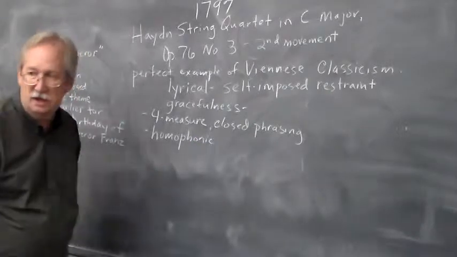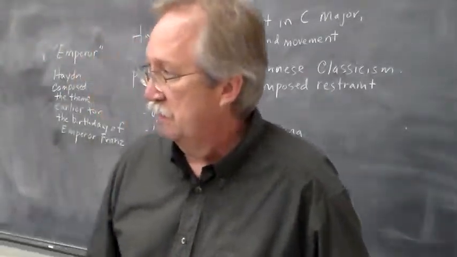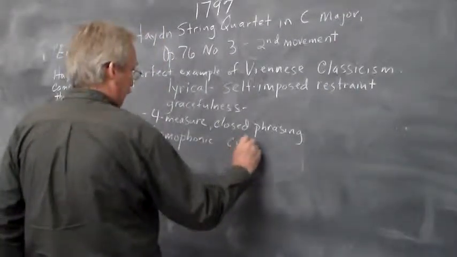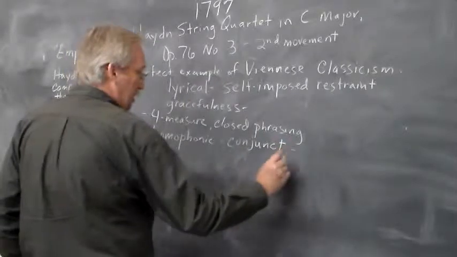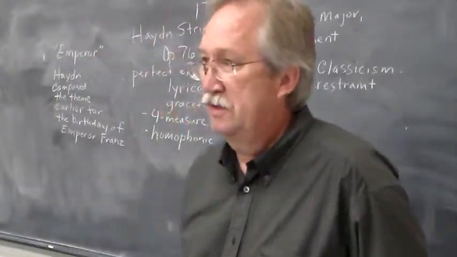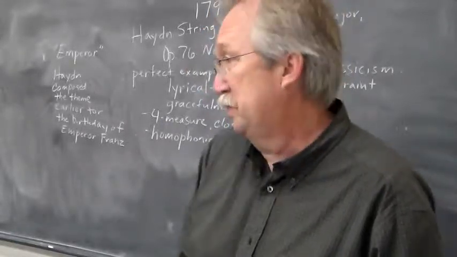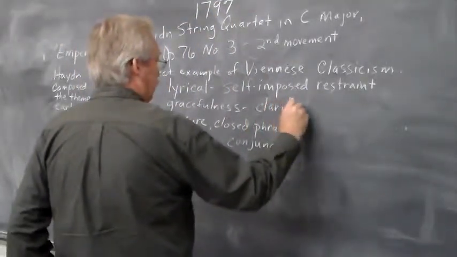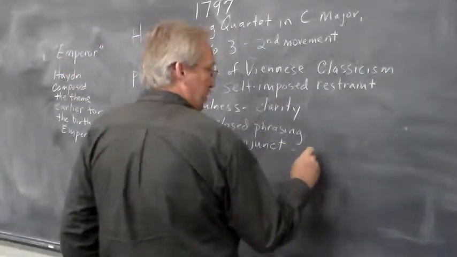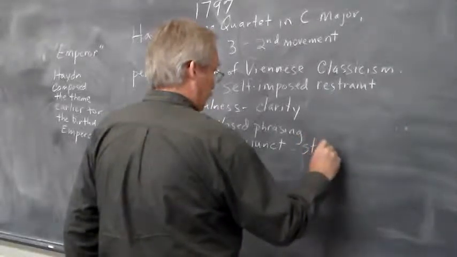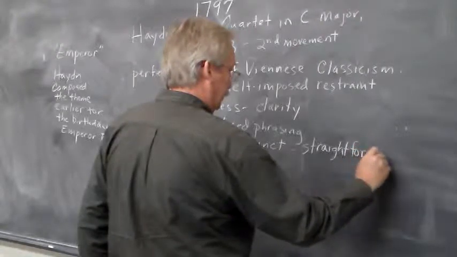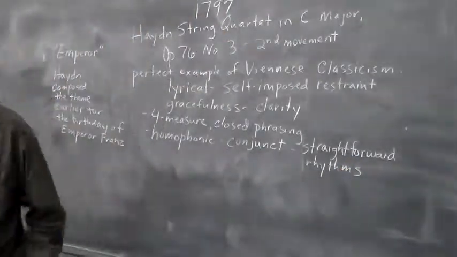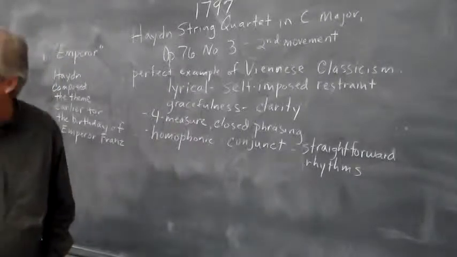How about the construction of the melody? Basically, it's conjunct, a stepwise conjunct. How about the rhythm? Rhythm would be something that's not complicated. It's very clear, so that idea of clarity is especially important in string quartet writing. So we'll put here straightforward rhythms. How about the harmony? Basically, it would be diatonic.